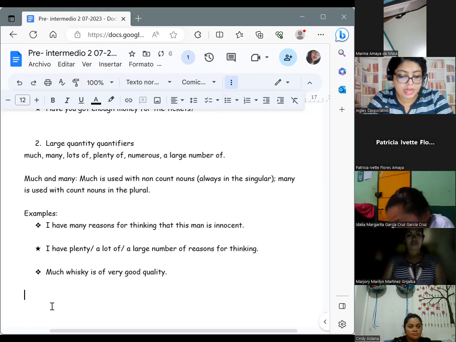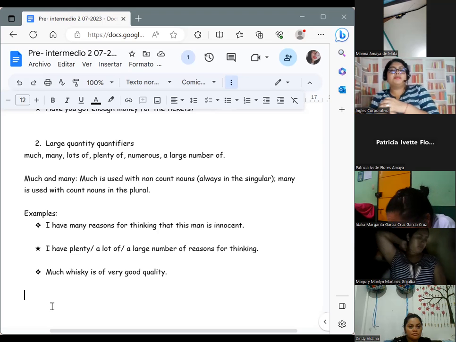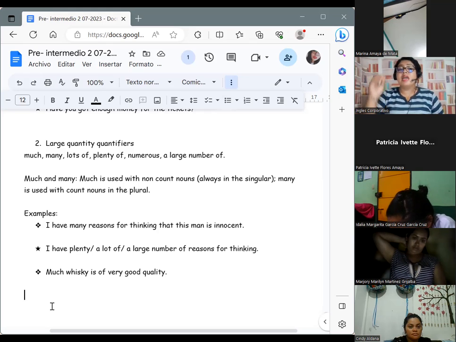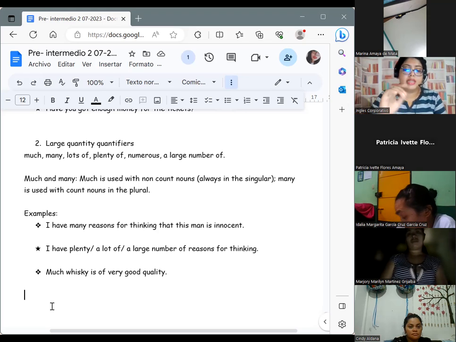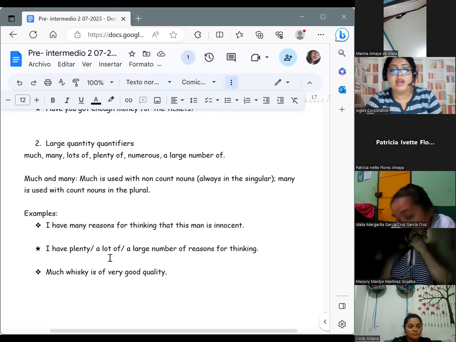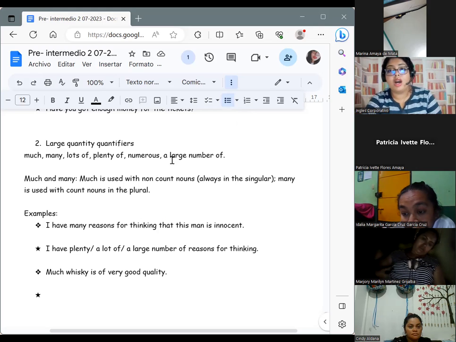So in this statement, it says that it's technically acceptable, but not probably in modern English. We can use this kind of statements. It is not like we are not going to do it, but it is not very common to hear this kind of statements in modern English. In some cases, you're going to find people talking this way. It is acceptable, but not very common right now. So instead of much whiskey is of very good quality, we can say: a lot of whiskey, a good proportion of whiskey, or plenty of whiskey.